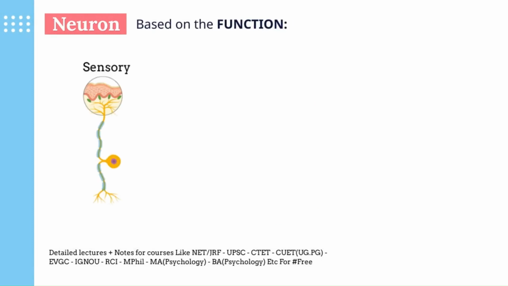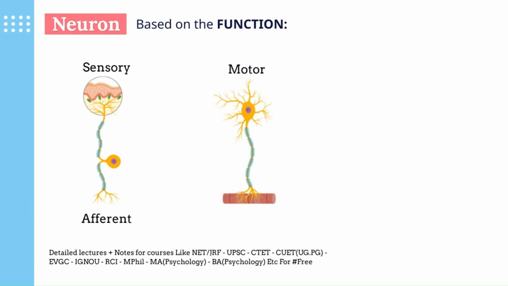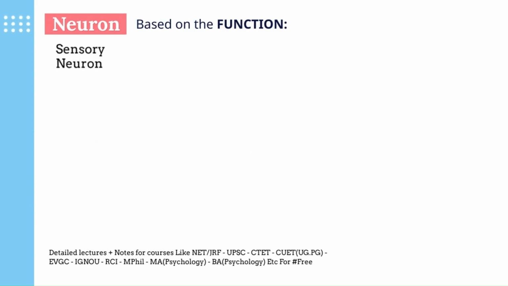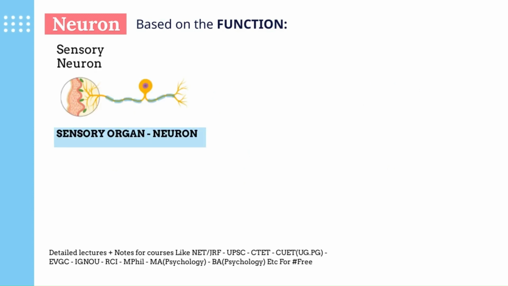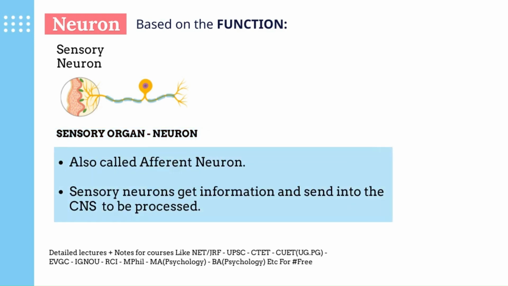So there are 3 types of neurons based on the function: sensory neuron, also known as afferent neuron; motor neuron, which is also known as efferent neuron; and interneuron, which is also known as relay neuron. इनके names के साथ साथ इनके functions भी अलग अलग हैं. Starting with sensory neuron, जैसे इसका नेम सजेस्ट कर रहा है सेंसरी न्यूरॉन, तो ये सेंसेशन कलेक्ट कर रहा है एंड सेंड कर रहा है सेंट्रल नर्वस सिस्टम तक.